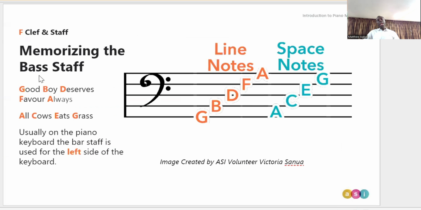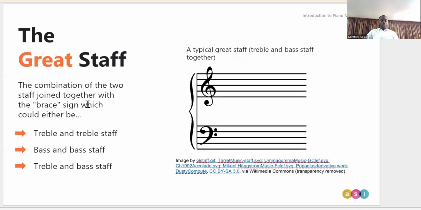So we look at the memory aid for the bass staff, which is, for the lines, good boy deserves favor always. Good boy deserves favor always. Then for the spaces, it is all cows eat grass, A, C, E, G. Usually on the piano, the bass staff uses the left hand. So we use the left hand to perform the bass staff reading of the notes.